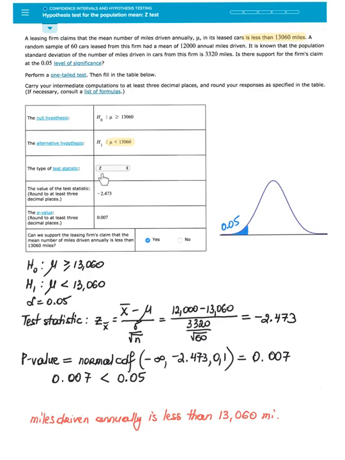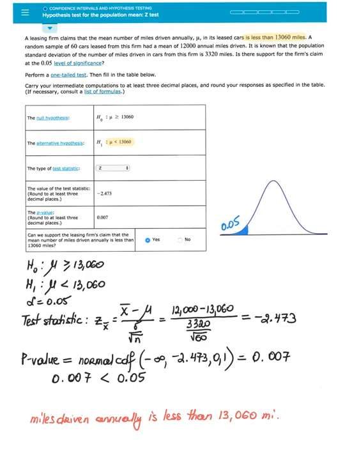Is it z, t, chi-squared, or p? Well, please notice that because we're working with means, and because we know the standard deviation, it is provided for us as 3,320, and because the sample size is large, even without assumption of normality of the population, we are safe to use the z-test. Therefore, it's time now to compute the test statistic z sub x bar.